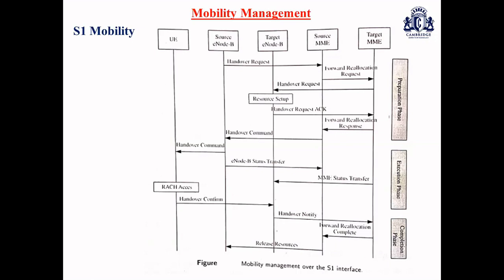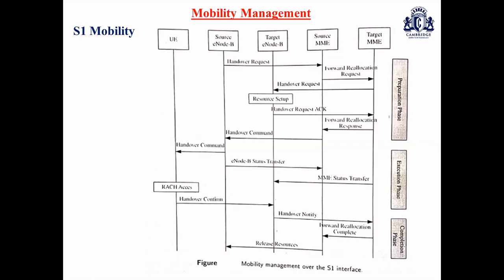The mobility management entity sends a handover request to the target eNode B, requesting it to set up appropriate resources for your user entity. Once the resources have been allocated, it sends a handover request acknowledgement with the handover reference to the mobility management entity of your source. Once the mobility management entity gets this message, it sends a handover command to your UE via the source eNode B. So that's phase 1, where the decision of handover takes place.